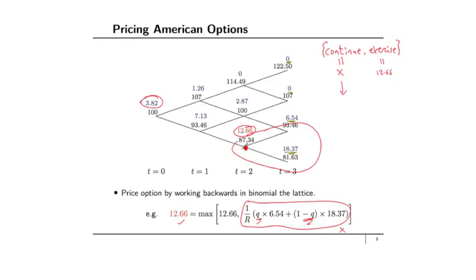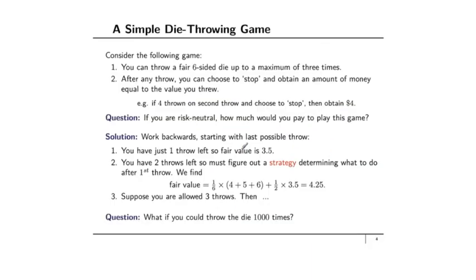To give ourselves a flavor of optimal stopping problems, we're going to consider one more example, and this is a simple die throwing game. So consider, for example, the following game. We've got a fair six-sided die. So let's try and draw a six-sided die. Okay. So we've got the numbers 1 to 6 on the 6 sides of this die.